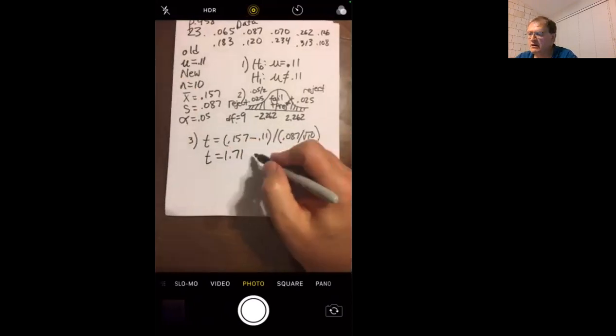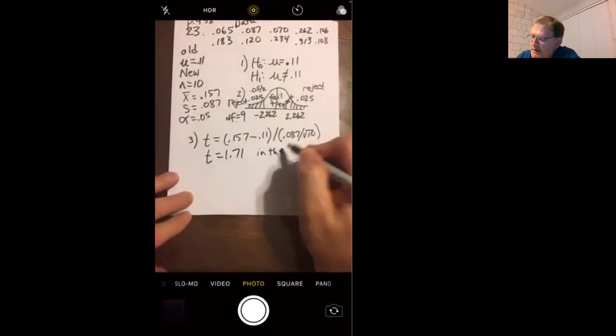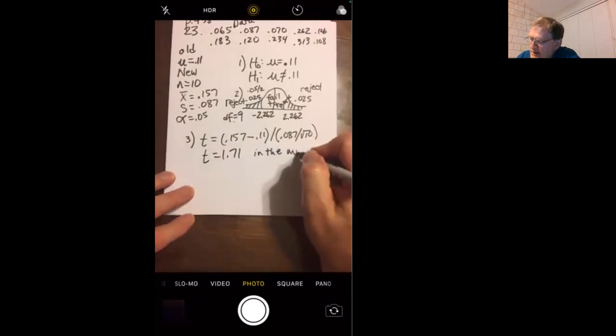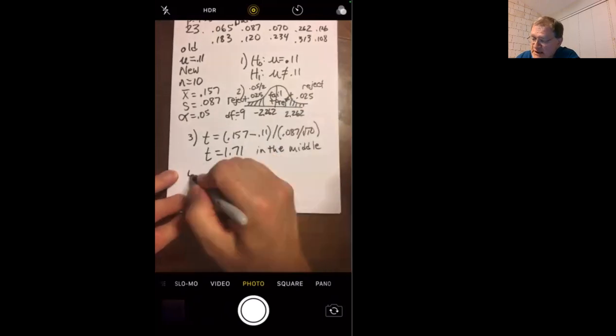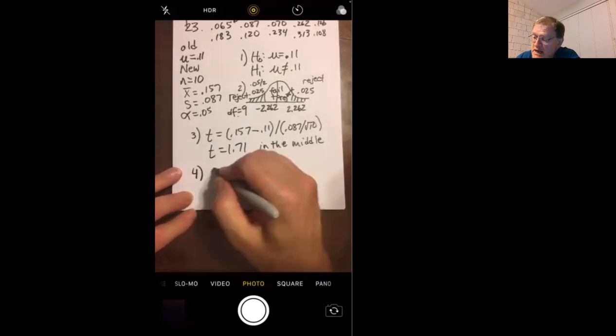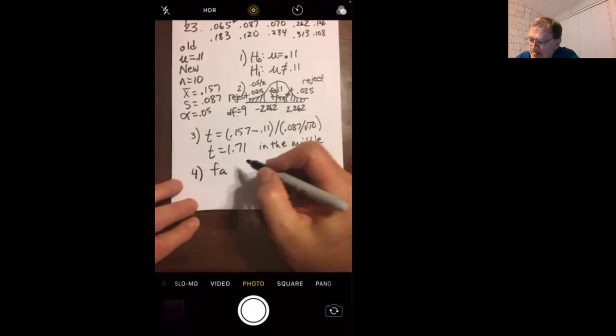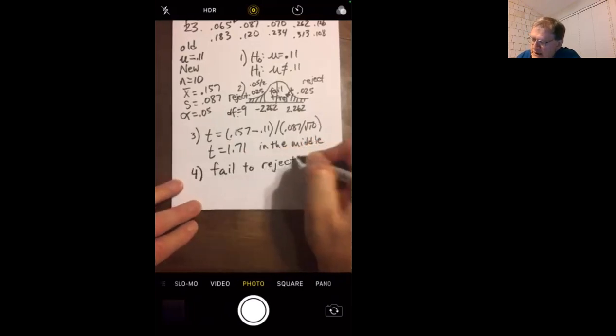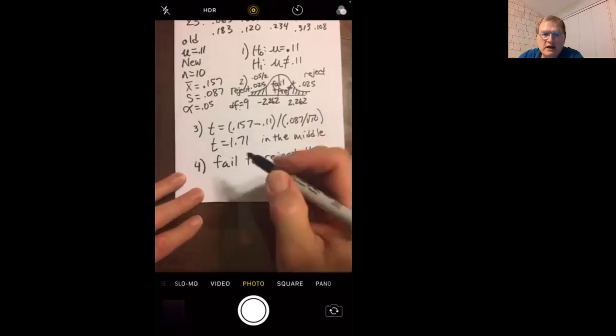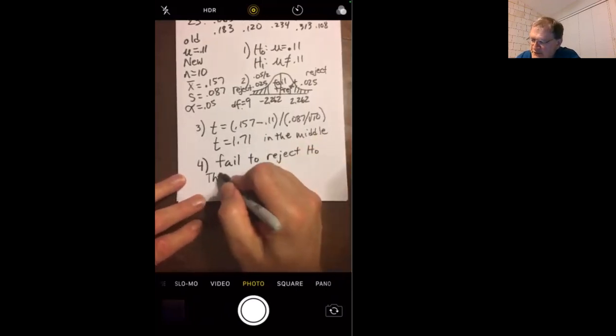Notice that's in the middle. In the fail to reject region, so that gives us our conclusion. Fail to reject the null hypothesis. This is not a significant difference.